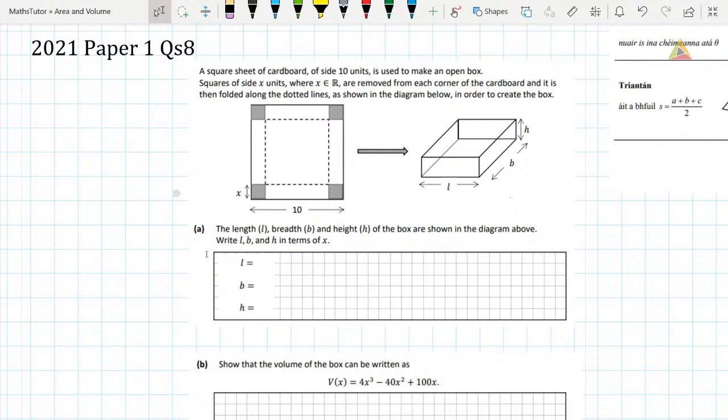So it says, a square sheet of cardboard of side 10 units is used to make an open box. Squares of side x units, where x is a real number, are removed from each corner of the cardboard, and it is then folded along the dotted lines as shown in the diagram below in order to create the box. So here we're starting with something that's flat, and we're going to turn it into this 3-dimensional shape. So we're turning it into this box, and it was a square.